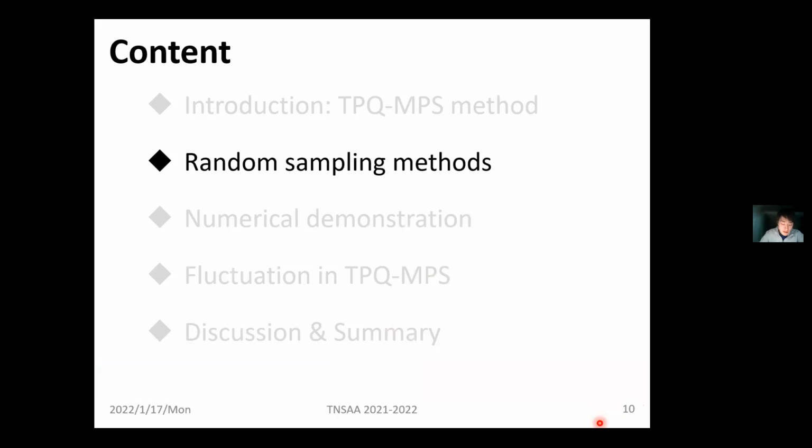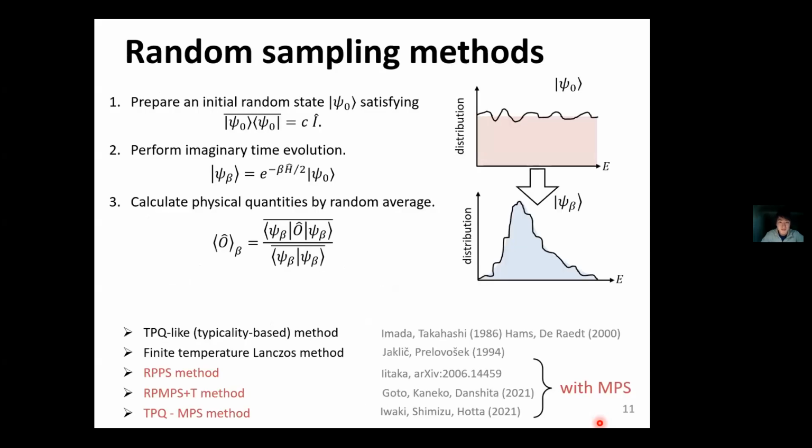We now construct a general theory for random sampling methods. In random sampling methods, initially, we prepare a set of random states, psi 0. This set is generated from the random distribution and satisfies ket-bra proportional to the identity operator.